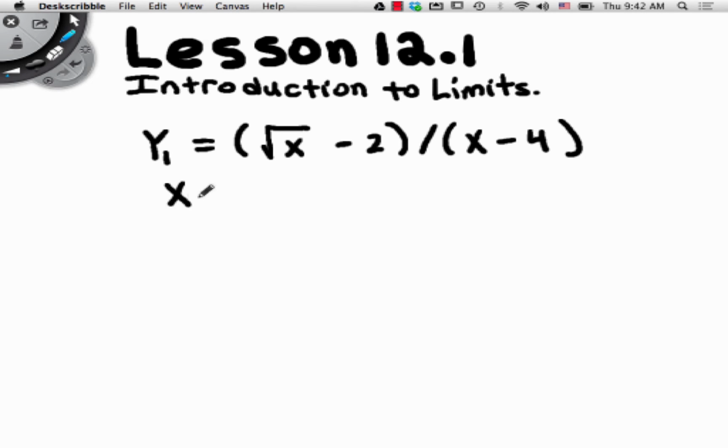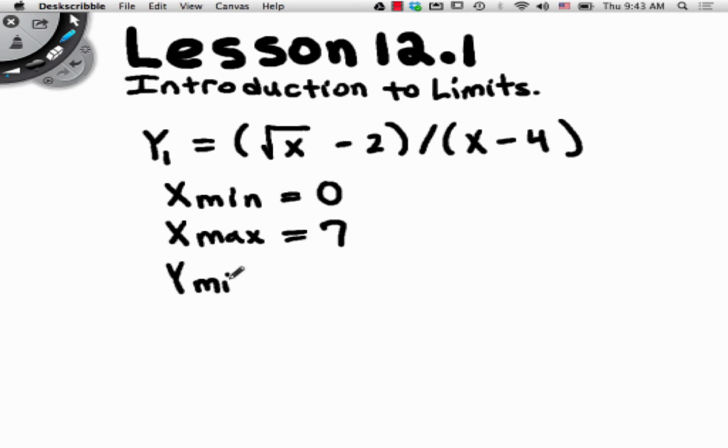I want you to set your minimum x value to 0, your maximum x value to 7, your minimum y value to 0, and your maximum y value to, let's say, 1. So those are the ones that I want you to put in.